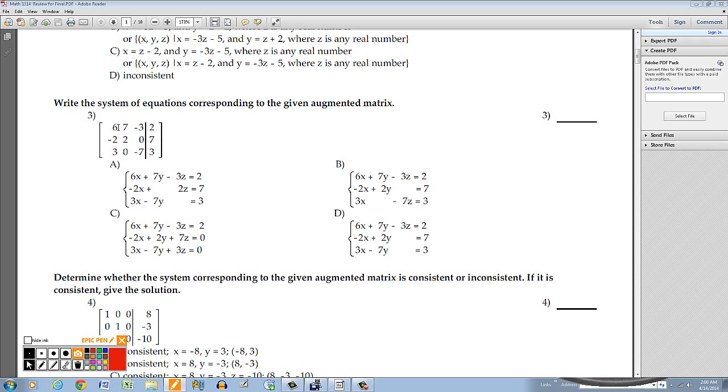So basically this would read 6x plus 7y minus 3z is equal to 2. The second row would tell me minus 2x plus 2y plus 0z is equal to 7. And 3x plus 0y minus 7z is equal to 3. Well, that would correspond to system B. So the answer to number 3 is B.